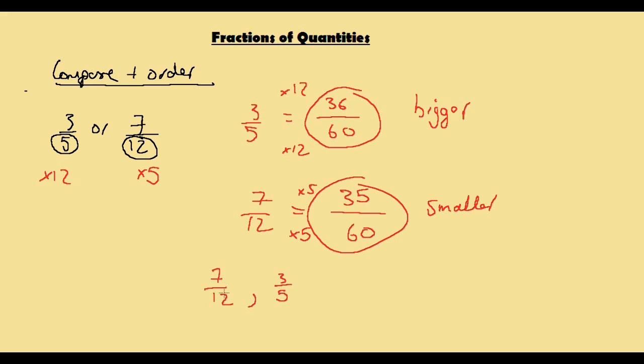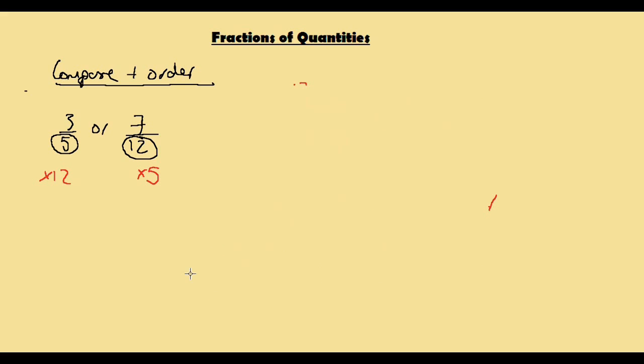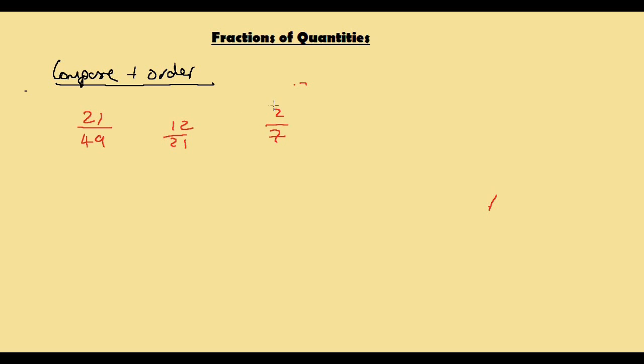Okay, with that being said, we'll do one last question for this video, which would be to order these numbers: 21 over 49, 12 over 21, and then 2 over 7. Okay, so we want to order them from smallest to biggest. So again, to do that, we're going to need to make all of these the same.